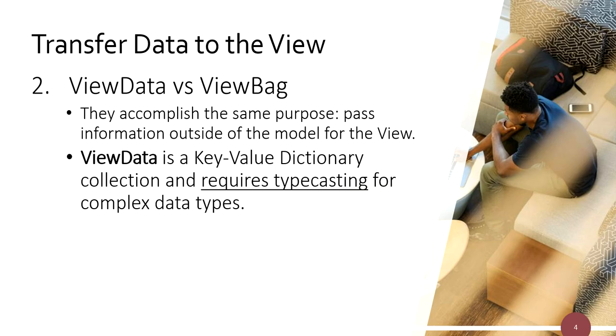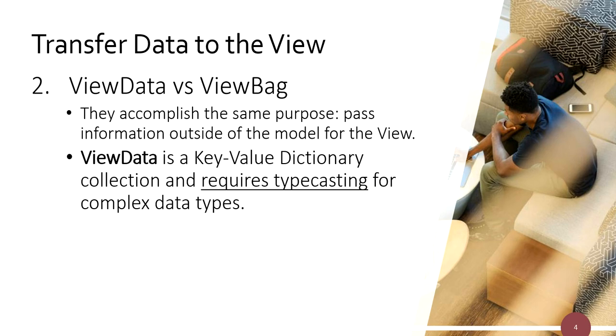So view data is a key value dictionary. The value can be a simple string, a simple data type, an object, or a collection of objects. Keys are always a string, basically. The point is, view data requires typecasting. It just knows it's an object. It has no information other than that. It can't help you with anything else.